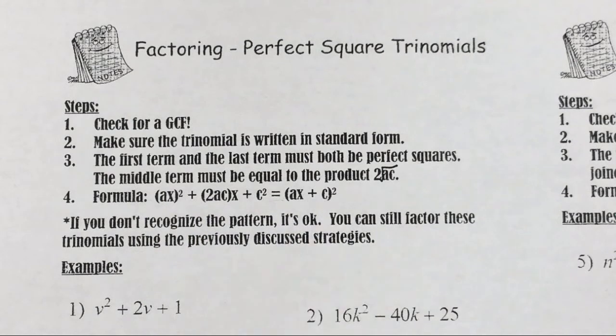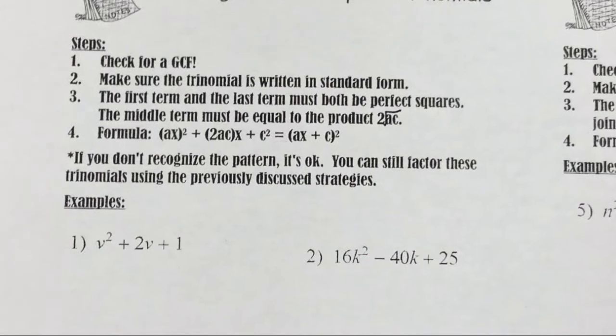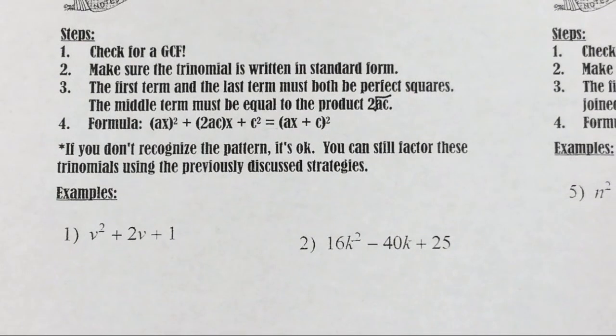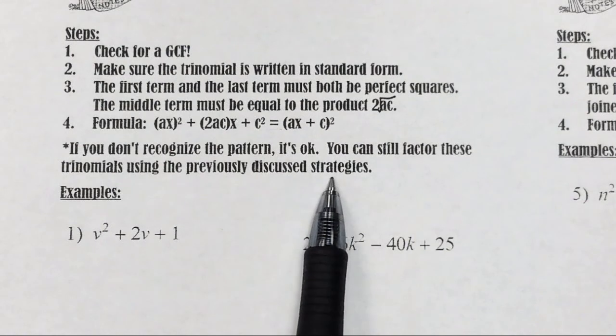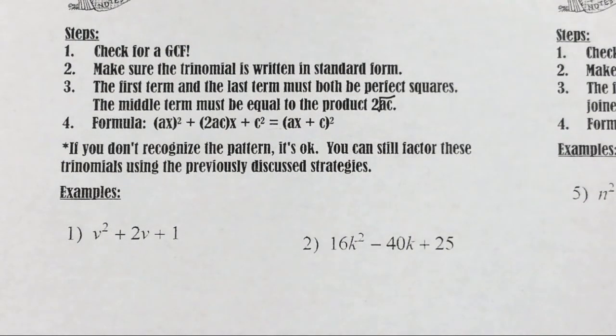All right, our formula: if I have a squared x squared plus 2ac times x plus c squared, that is equal to ax plus c quantity squared. Just as a side note, if you don't recognize this pattern, it's okay. You can still factor these trinomials using the previously discussed strategies for factoring trinomials, and you'll get the same answer.